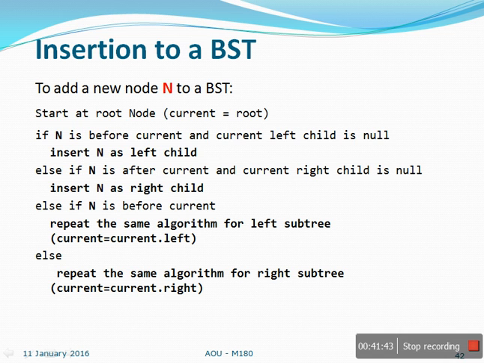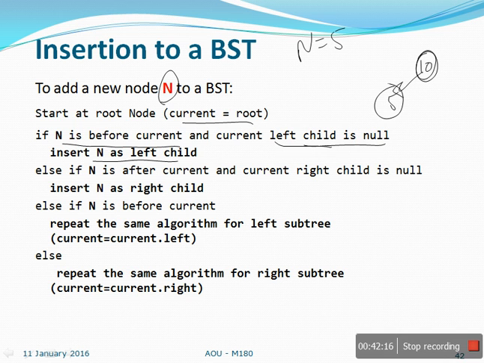So let us consider you want to insert a node n into a binary search tree. We take the current as the root node, okay, and if n is before the current node, that is smaller than the current node, and the left child of the current node is null, then you add n there. For example, let's say this is the current node having a value, for example 10, and n is, let's say, 5. So 5 is before 10, that is smaller than 10, and the left of 10 is null, then you add 5 here, okay. This is one case. Else, if n is after, for example let's say n is 15, that is greater than the root or the current node, and the right child is empty, then you insert this onto the right.